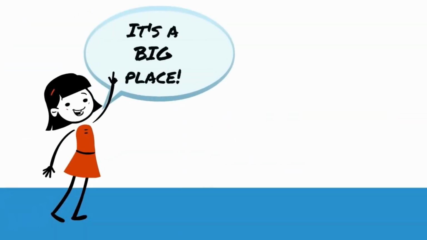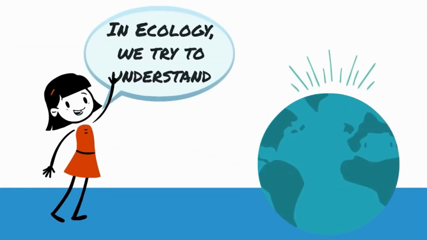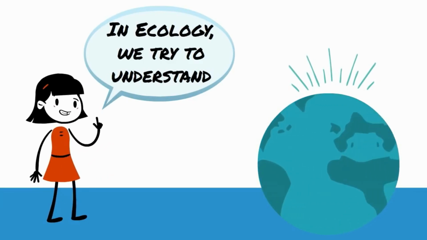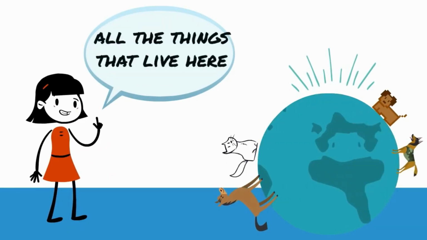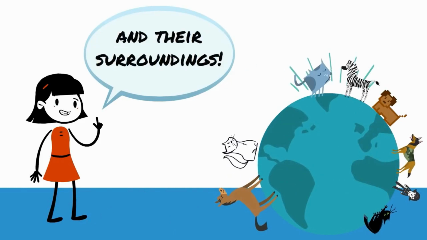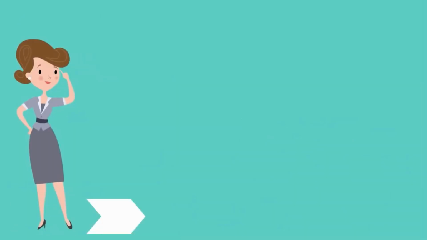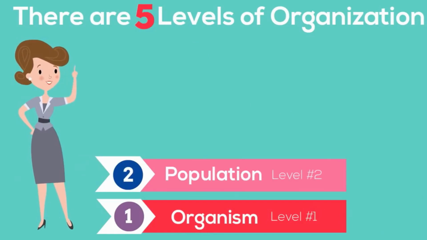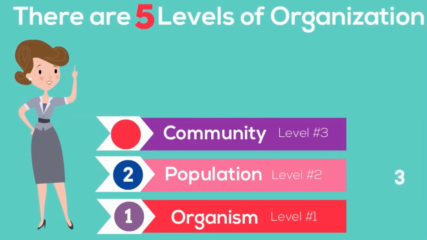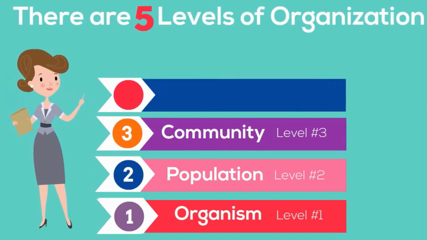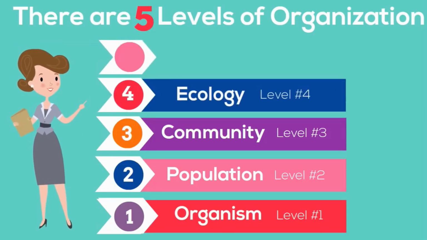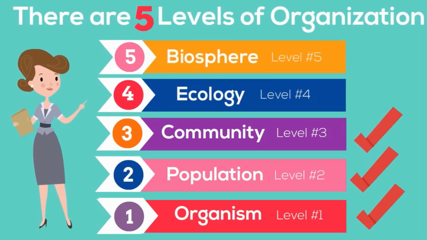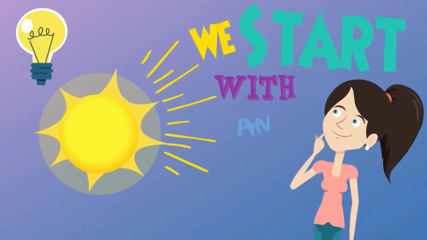Earth is a big place, and in ecology, we're trying to learn about the relationship of all things that live here and their surroundings. There are 5 levels of organization. First, organisms. Second, populations. Third, community. Fourth, ecosystems. Fifth, biosphere. First, let's start with organisms.